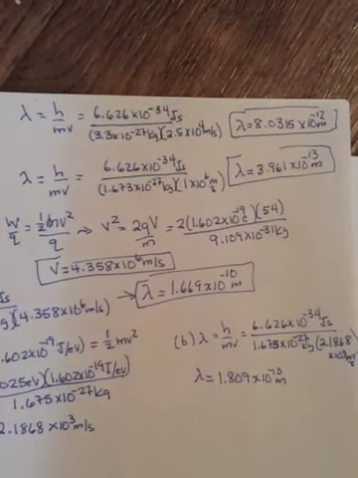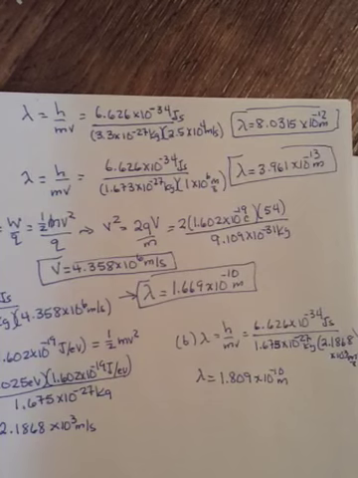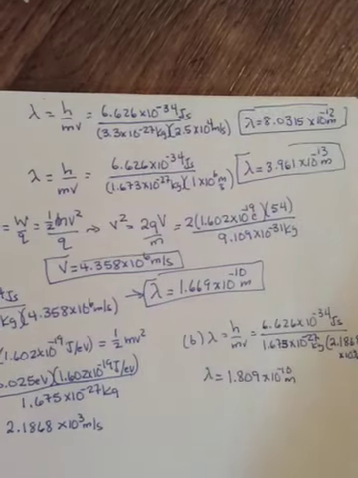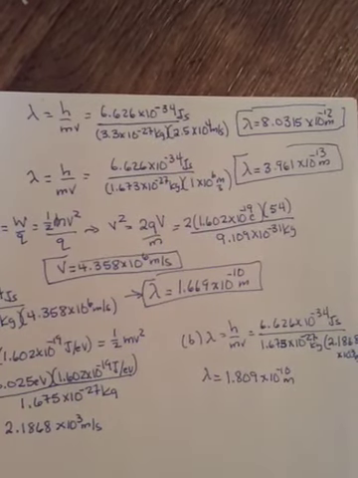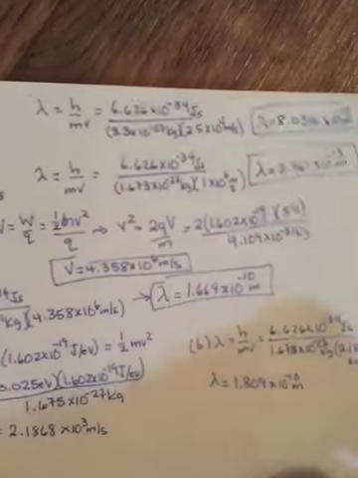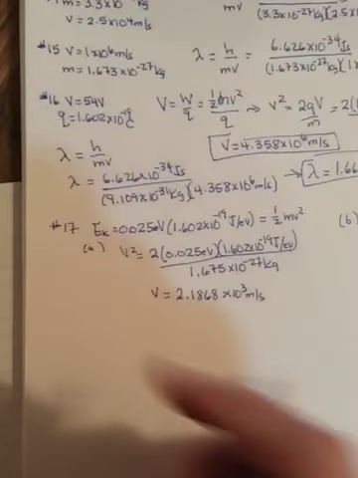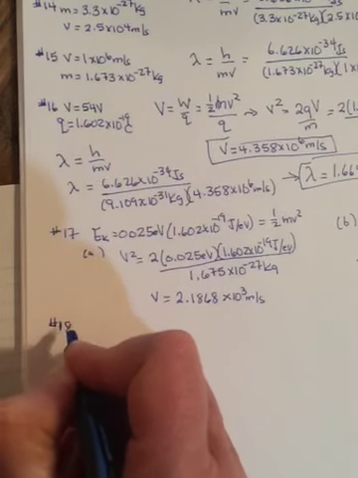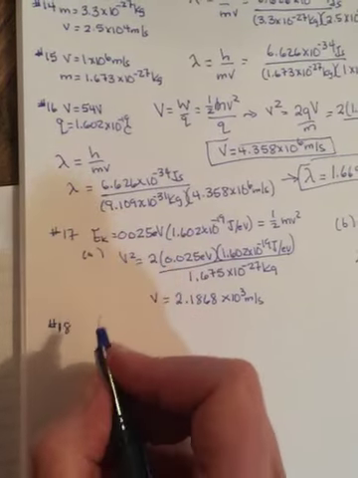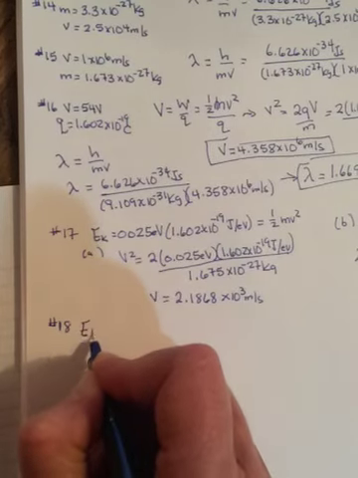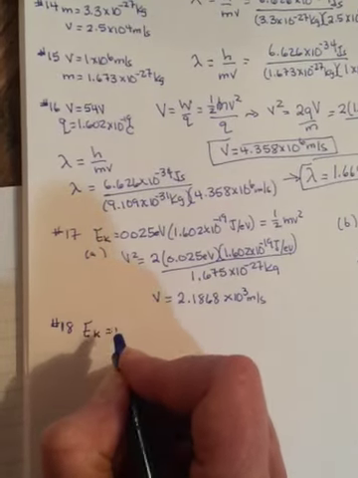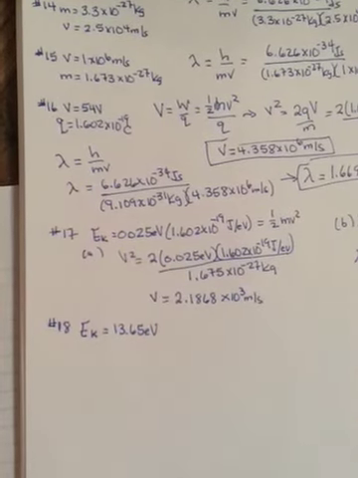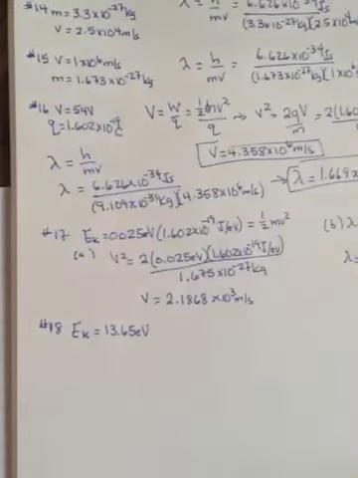Number 18. The kinetic energy of a hydrogen atom electron is 13 point, I can't even see if that's 6.5. Yeah, 6.5. I think I need my new glasses. Find the velocity of the electron. So it's just like what we did up top, only this time it's with an electron, not a neutron. In 17 they gave us the kinetic energy of the neutron. This time they're giving us the kinetic energy of the electron, 13.65 electron volts. And it's asking us to find the velocity.